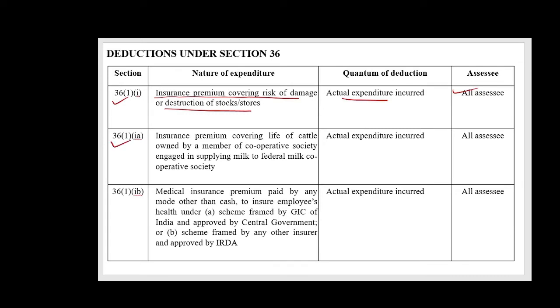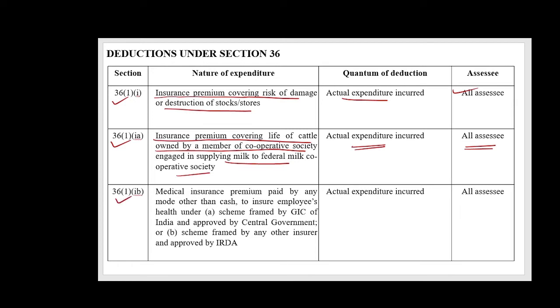Section 36, subsection 1, clause (ia) is again in relation to insurance premium covering the life of cattle owned by a member of a cooperative society engaged in supplying milk to a Federal Milk Cooperative Society. The amount of deduction is actual expenditure incurred and it is available to all assessees.